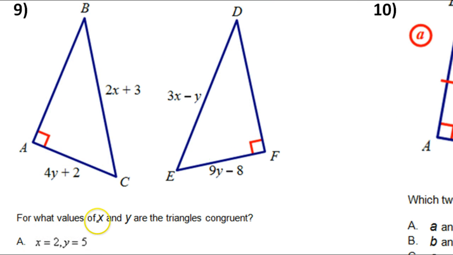Okay, for what values of x and y are the triangles congruent? So if the triangles are congruent, then let's start with these corresponding sides. The 4y plus 2 would be corresponding with the 9y minus 8. So let's set those equal to each other and see what we get. So 9y minus 8 equals 4y plus 2.